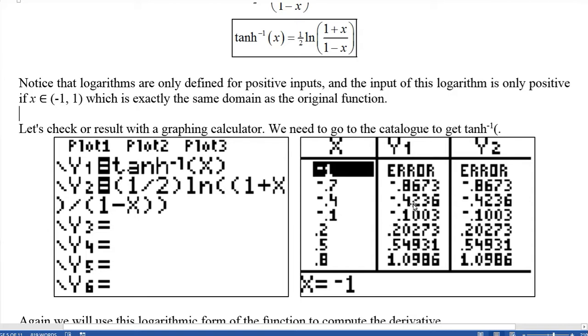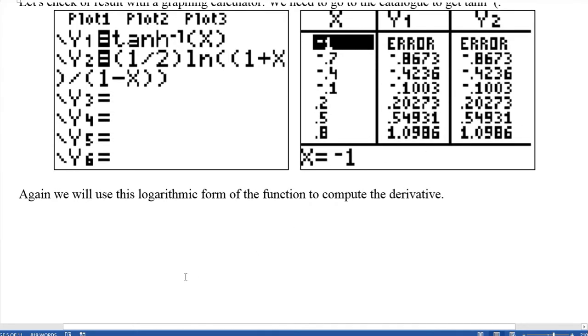Of course, the only values you're going to be able to put in here in your table are stuff between -1 and 1, not including -1 and 1, but it does check out that those are the same thing in both cases, in all the cases between there.